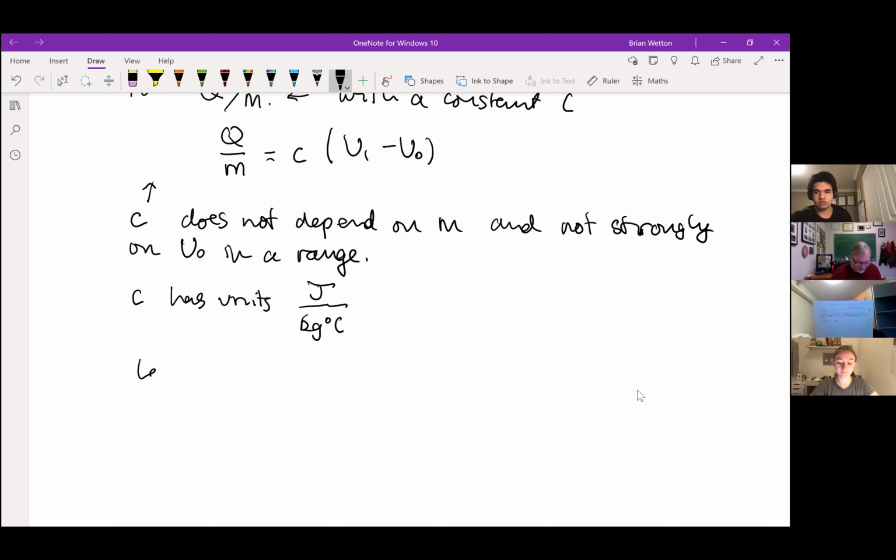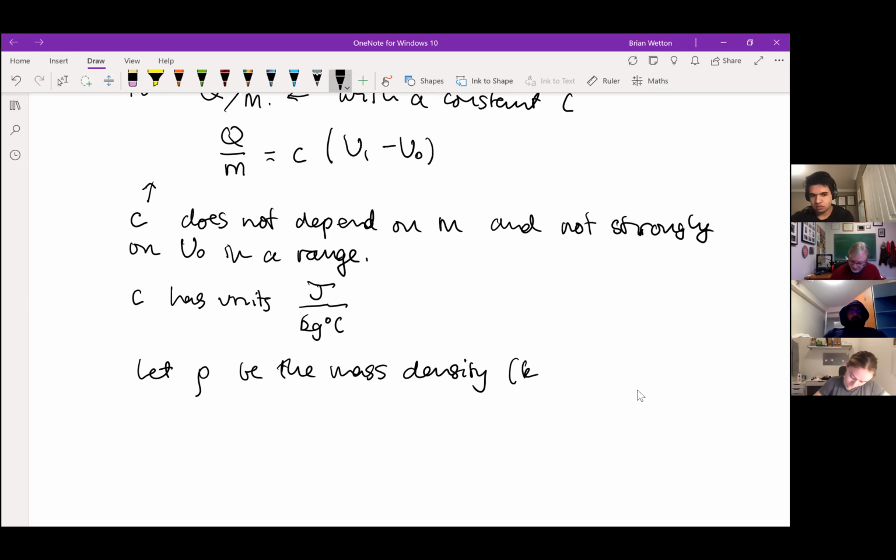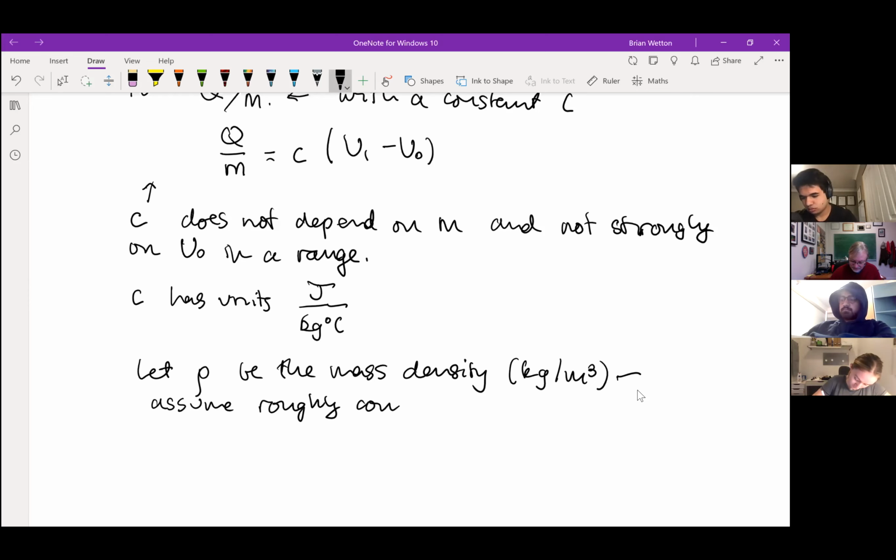Okay, so let's let rho be the density. This is the mass density, and that's kilograms per cubic meter. Again, this density can vary with temperature. That would introduce some nonlinearity in the problem that we're talking about, but let's assume that it's roughly constant with temperature.